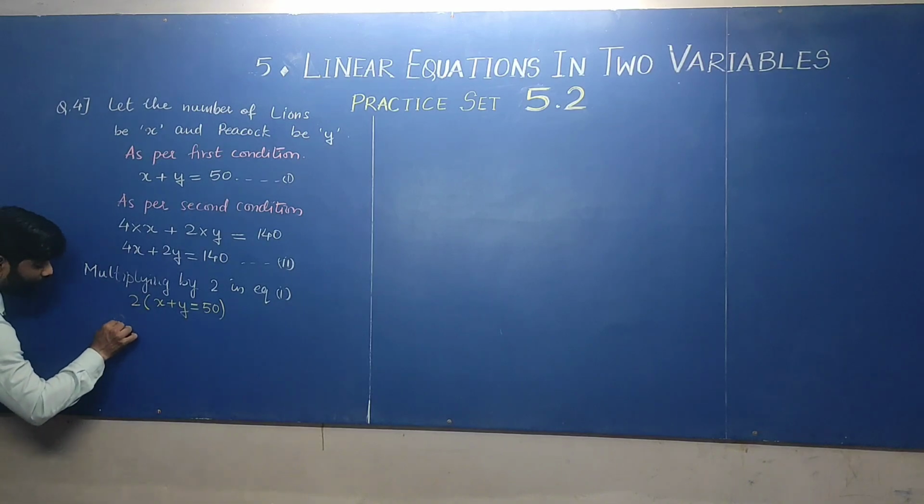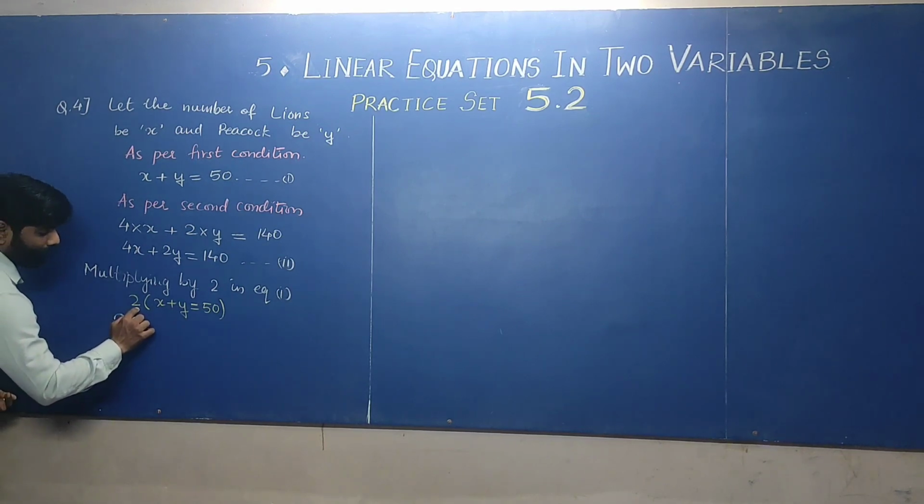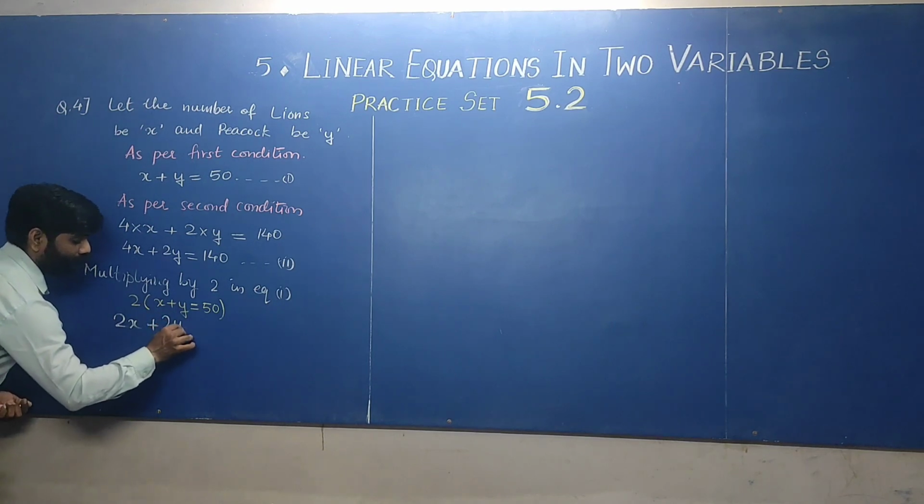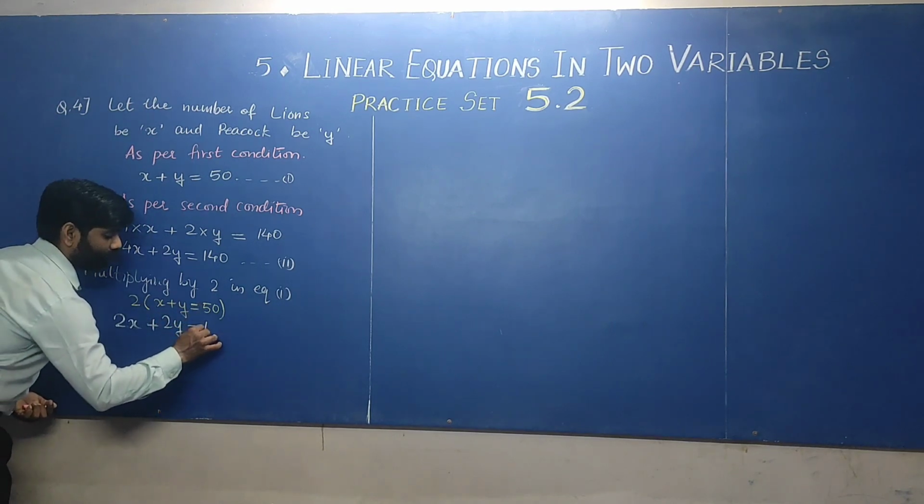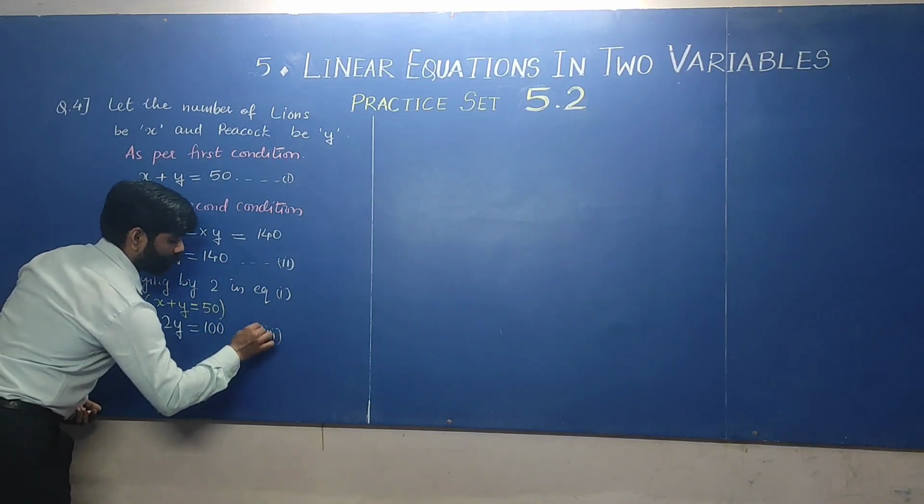So it will go inside. 2 multiplied by x is 2x. Okay. Plus will give you plus. 2 multiplied by y will give you 2y. 2 multiplied by 50 will give you 100. Okay. This is our equation number 3.